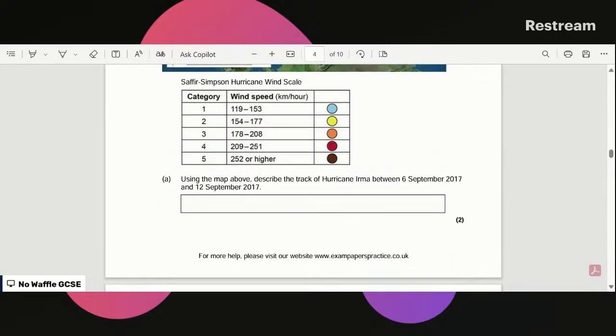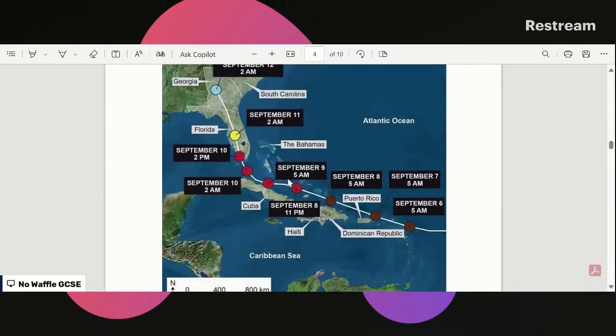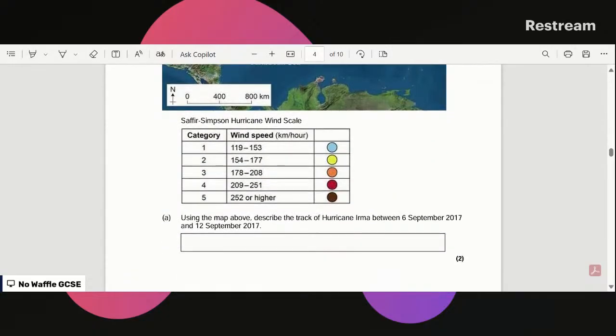Okay. Now, using the map above, describe the track of the hurricane between the 6th of September 2017 and the 12th of September. So describing it. So you can say that, all you have to say is you get any mark for talking about the direction and how it's changing. So you could say the hurricane had a change of direction, initially its movement in the northwest direction, or you can say it passes over the north of Puerto Rico. So it's mainly asking you for your compass skills. Okay, so your main answer will be northwest.